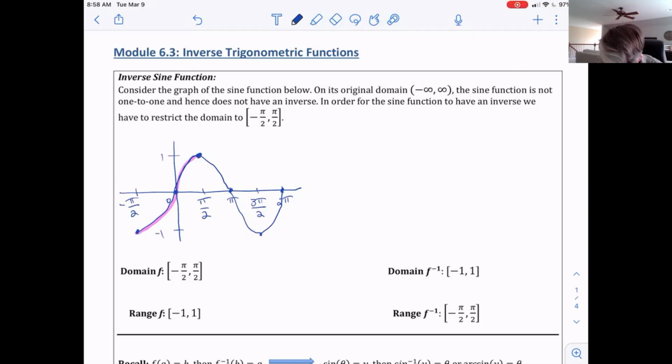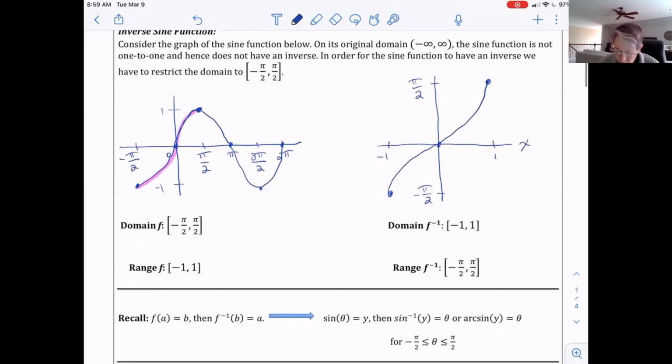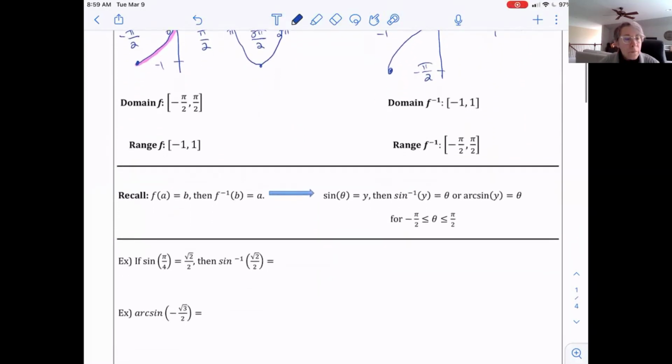So if we were to graph the inverse function, remember the values would be backwards. Our input or x values would go from negative 1 to 1, and it would go from negative pi over 2 for the y value up to pi over 2, and it would look something like this. So here is our reminder: if f of a equals b, then f inverse of b equals a. Those points switch.